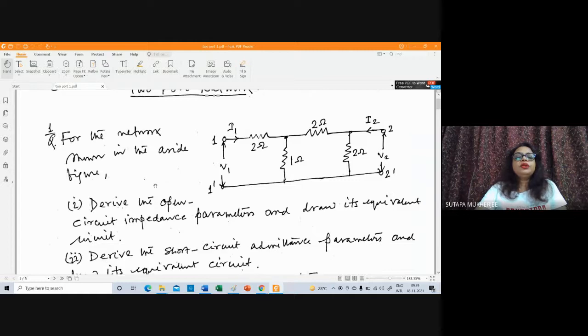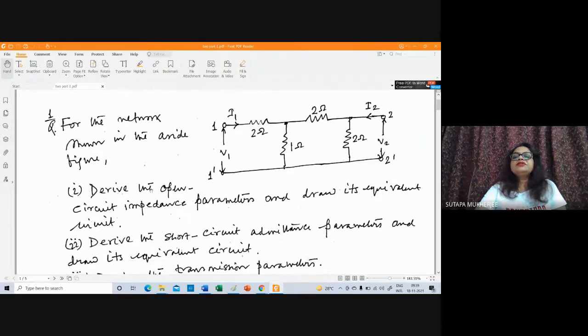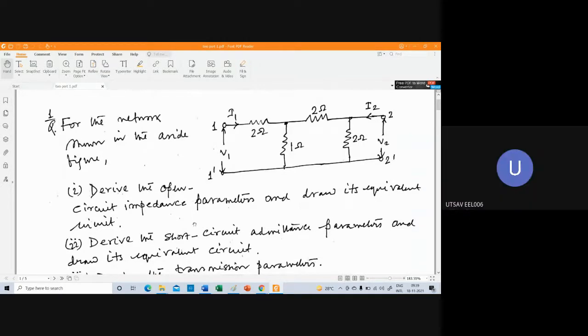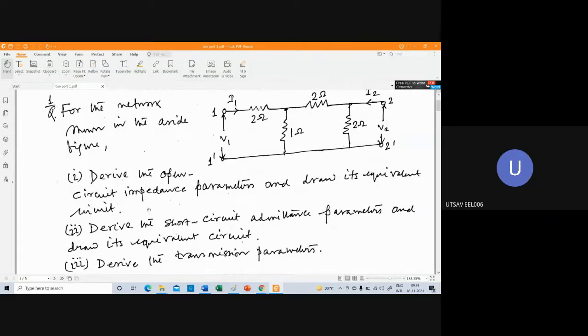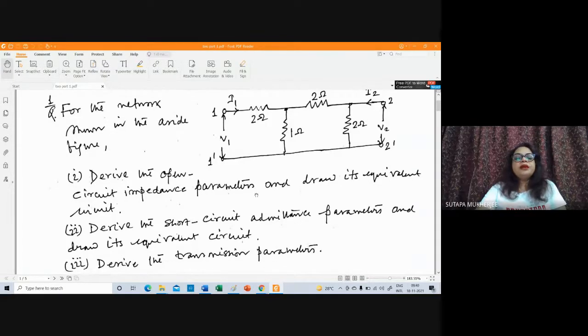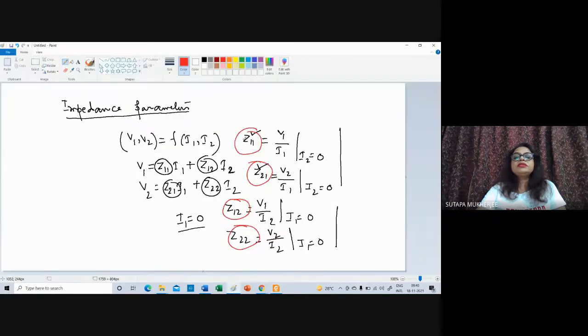For the network shown in the figure, is it visible? Yes, ma'am. Derive the open circuit impedance parameters, and draw its equivalent circuit. So you have to remember this one: open circuit impedance parameters, Z11, Z12.